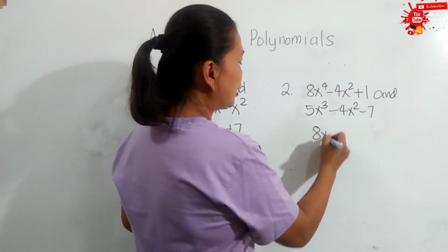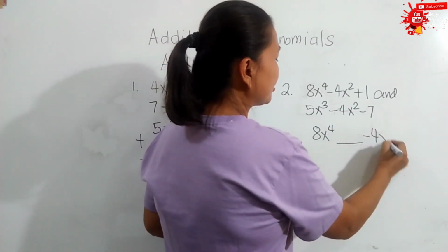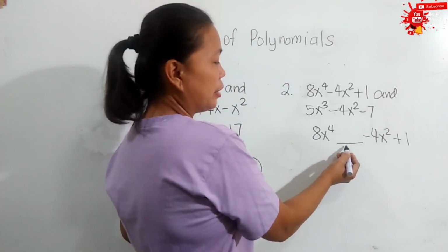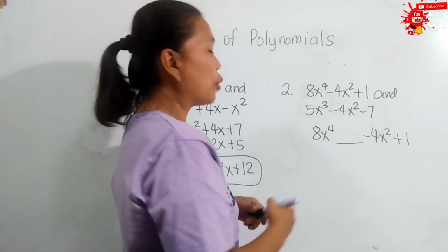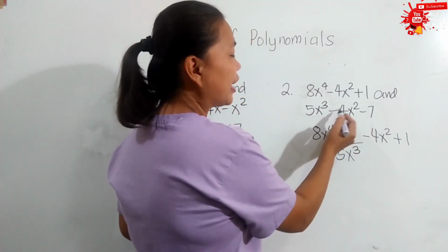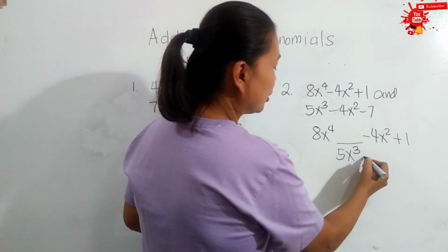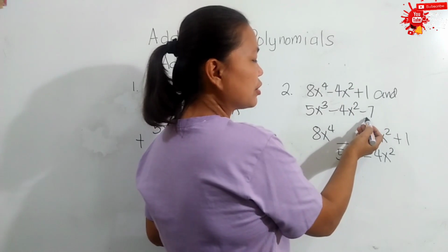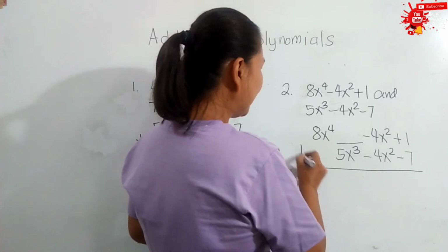So let us rewrite it. We have 8x to the 4th, then space, then negative 4x squared plus 1. We put a space here because we have a degree of 3 in our second polynomial. So we will write it here, 5x cubed, so that we can rewrite negative 4x squared under the same term, which is negative 4x squared. Then we have the constant term, and we also have a constant term here, negative 7. Then we add.